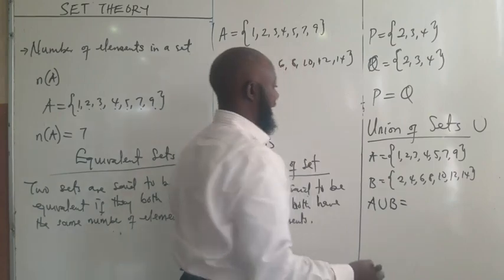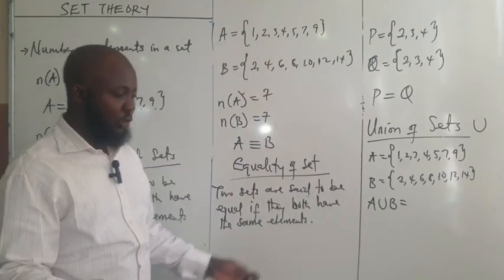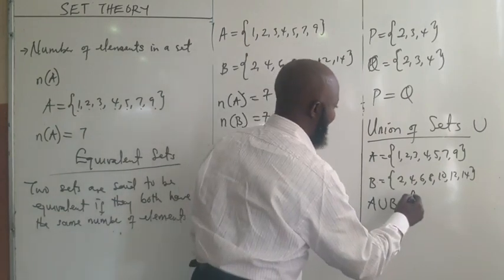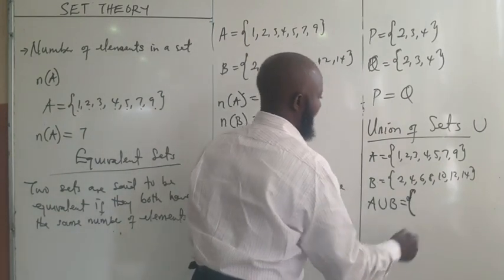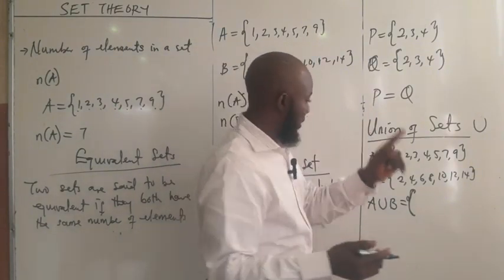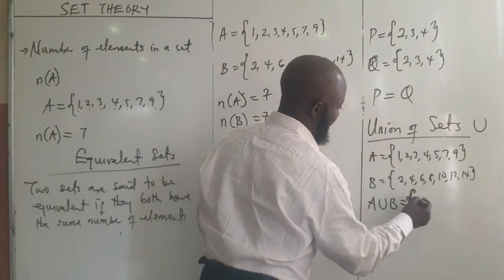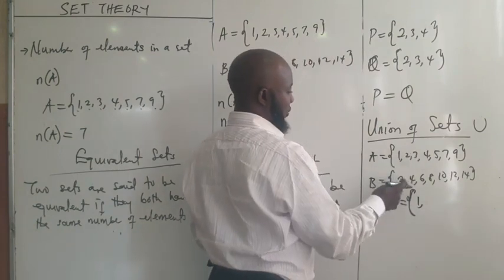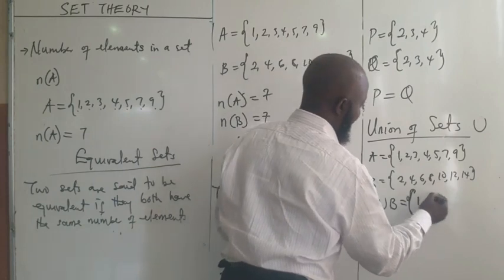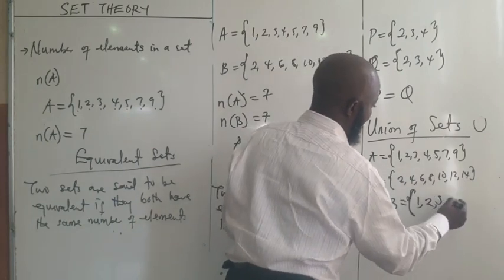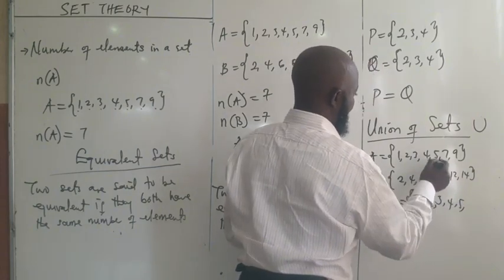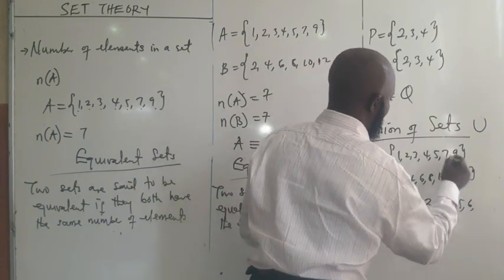We want to combine A union B, we want to combine the two of them together. What are we going to do? We are going to write out the elements we have in A and the elements we have in B without repeating an element twice. We have 1, we don't have 1 in B, we write 1. We have 2 here, we have 2 here, we just write 2. We have 3 here, we don't have 3 here, we write 3. We have 4, we have 4, we write 4. We have 5, we don't have 5, we write 5. We have 6 here, we don't have it in A, we write 6.